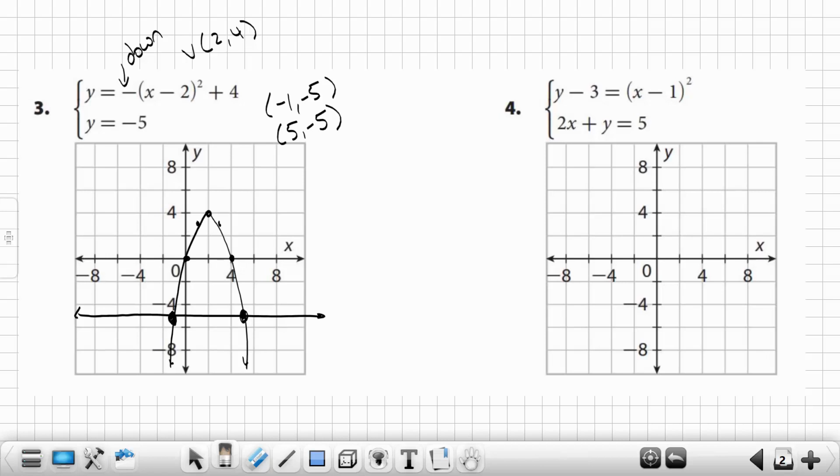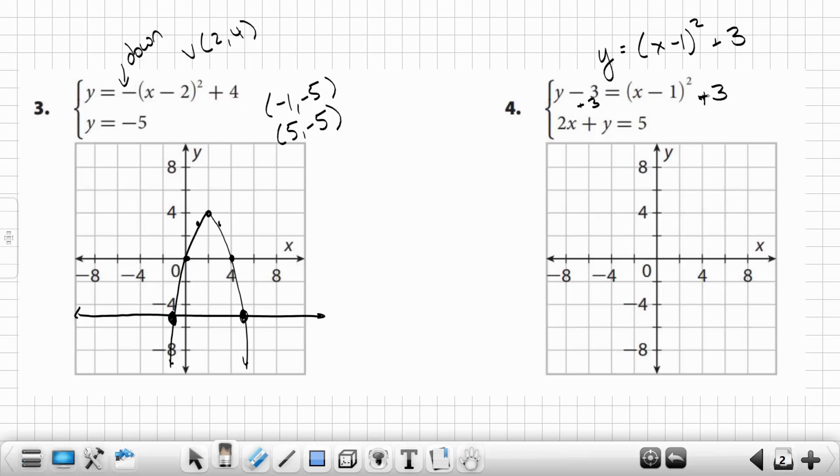Okay. Next one. Okay, so we're going to add 3 just so it looks like my vertex form. I don't know why we have a different form for a parabola, honestly. How many forms do we need? It's kind of like slope-intercept form. It's really the only form we need. The point-slope form can work sometimes. None of them never work.